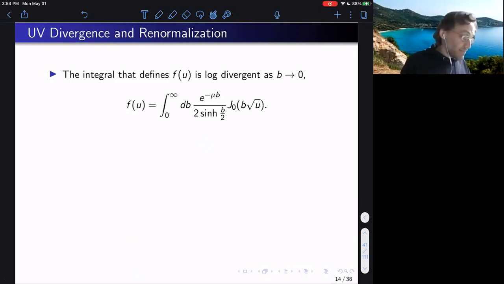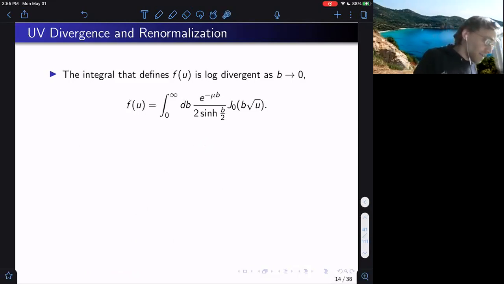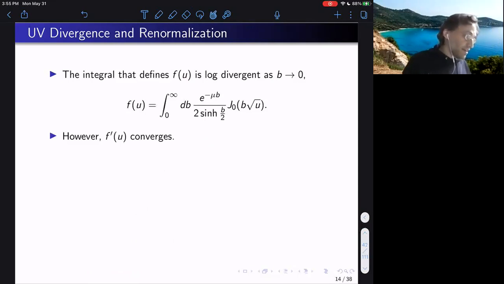Okay, so now I'll come back and talk about the divergence. So the integral that defines f of u is log divergent as b goes to 0, as you can see here. On the other hand, f prime of u converges. So basically, I want to just use a standard effective field theory approach. You could imagine having some loop Feynman diagram that's divergent. So in that case, we take derivatives with respect to the external momenta enough times until we get a convergent answer, and then we have the answer in terms of a finite number of integration constants, which can be affected by counterterms. So I want to do the exact same thing here.